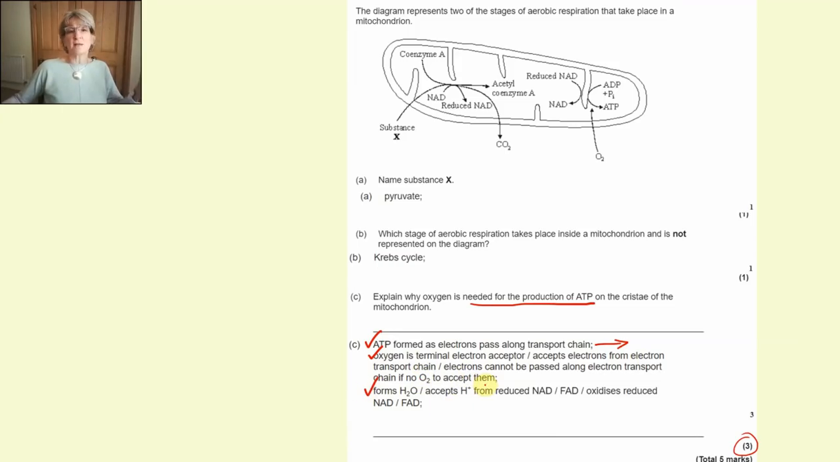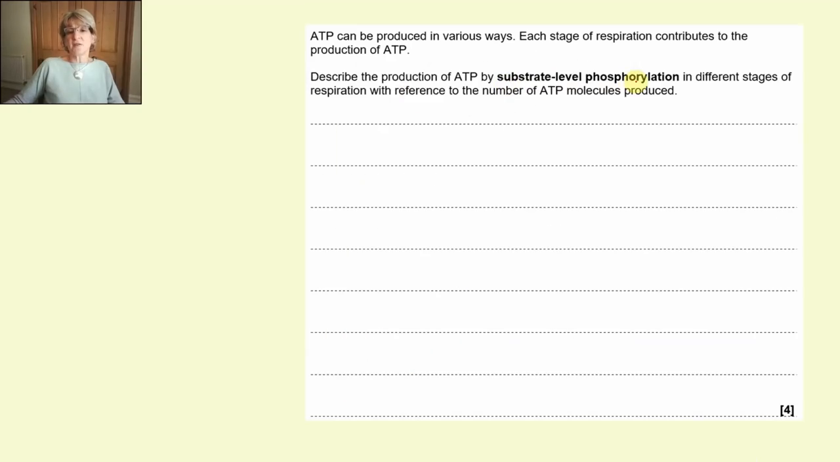But notice how I ended up getting those marks from my headline answer and from rereading the question to get inspiration from what is in the question. Describe the production of ATP by substrate level phosphorylation in different stages of respiration. Now there is a clue, there is more than one. And with reference to the number of ATP molecules produced.